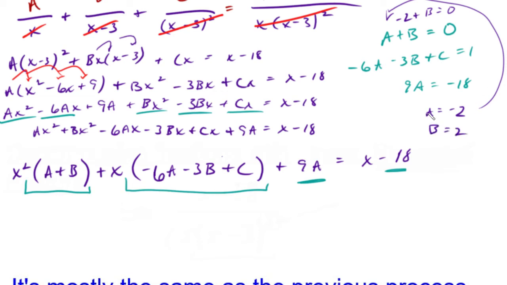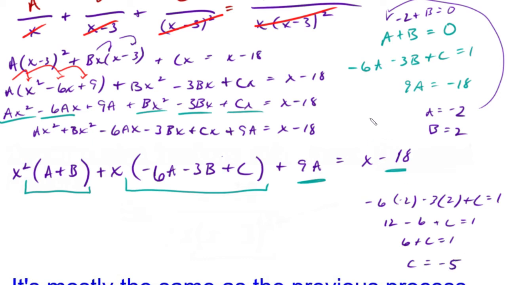And now that we know a is negative 2 and b is positive 2, plug that in right here and find c. So you get negative 6 times a, which is negative 2, minus 3 times b, which is positive 2, plus c, which is 1, equals 1. And so you get 12 minus 6 plus c equals 1, so 6 plus c equals 1, so c equals negative 5.